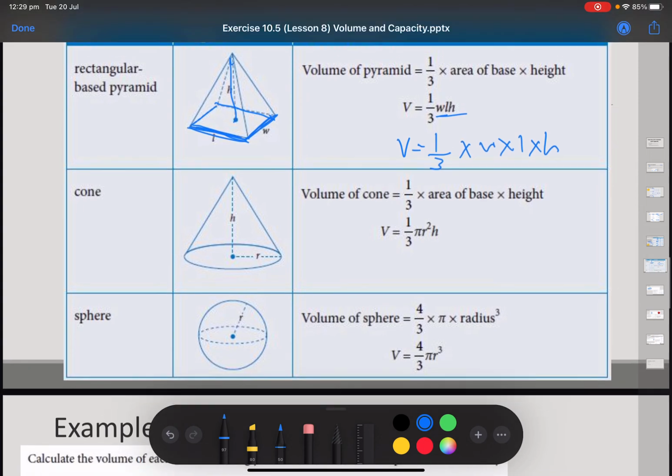For a cone, we have 1/3 times the base. The base is a circle, which is pi r squared, and then we multiply it by the height. And then a sphere is 4/3 times pi r cubed, for that three-dimensional shape there.